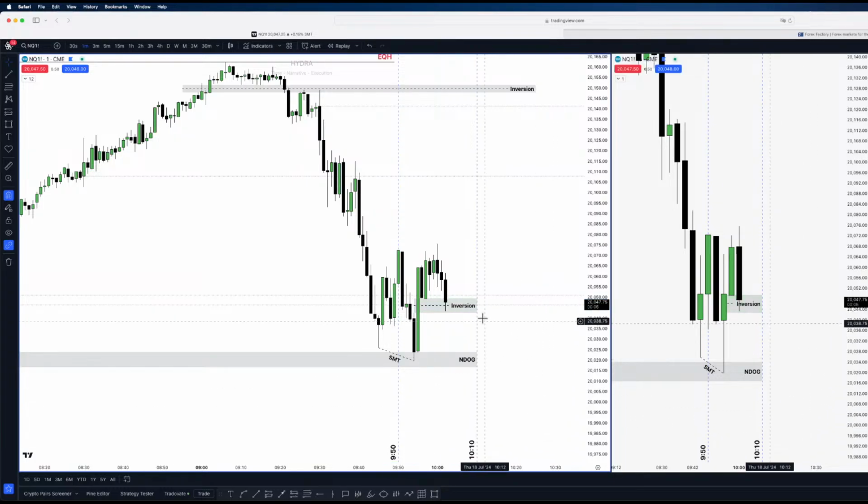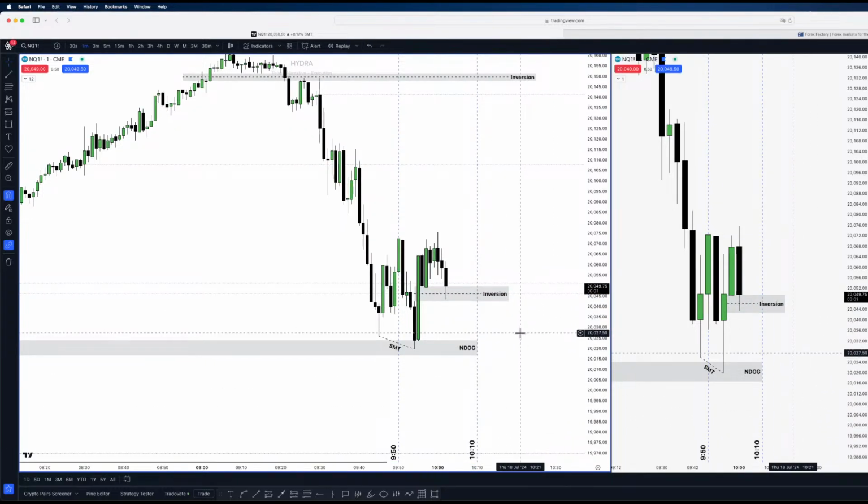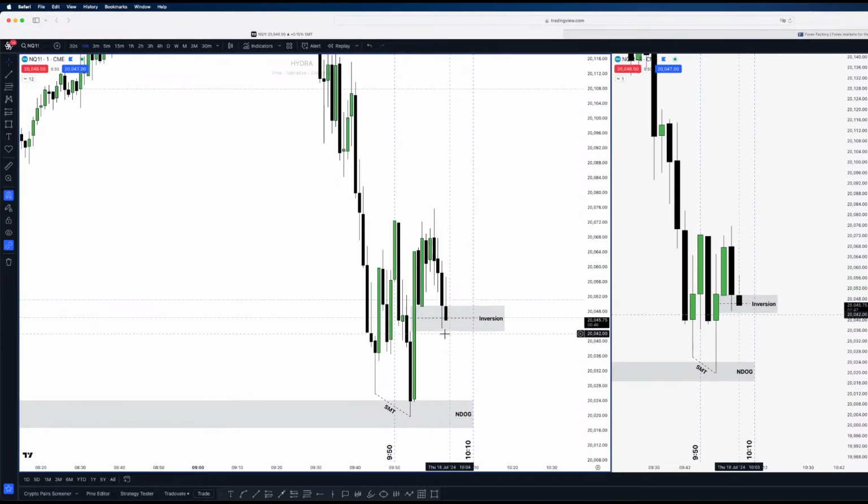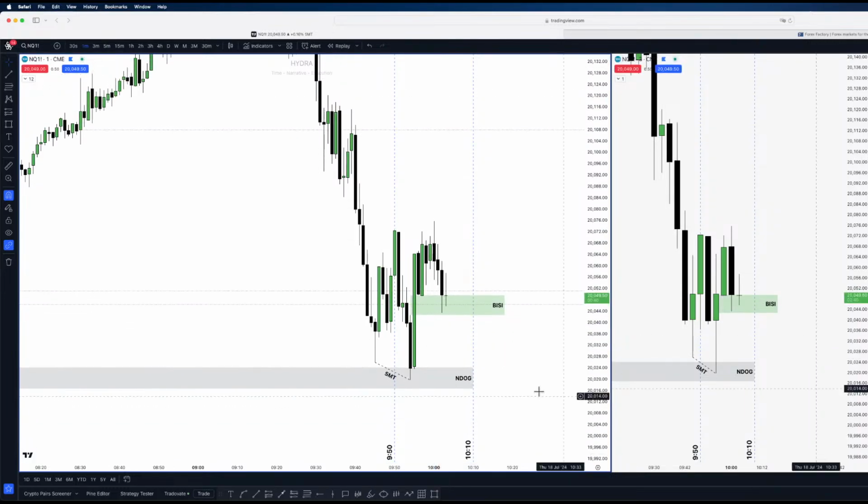No, not gonna work probably. Let's see. A 1-minute close above 272.50 will activate the 1-minute breaker. Yeah, if it's closing above this, then it will activate the breaker. Look at the body. Body closed above, right? Body closed above the fair value gap. BC.